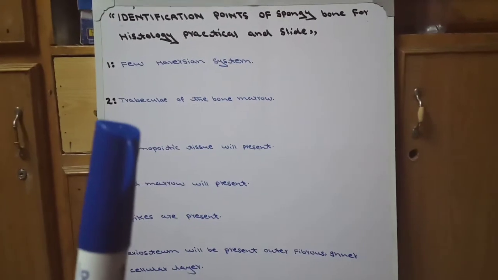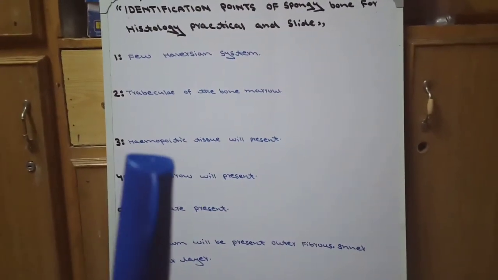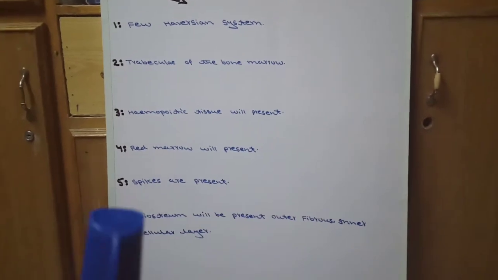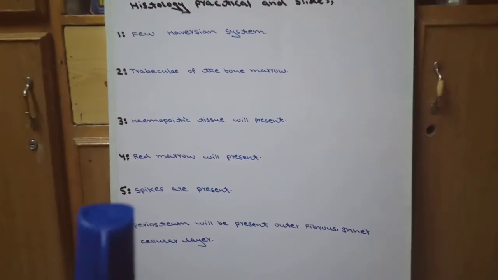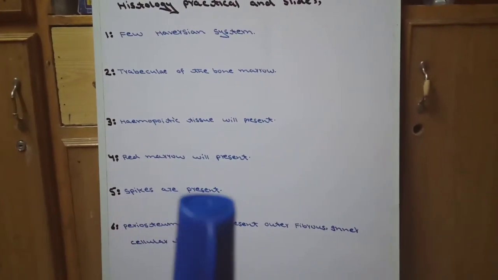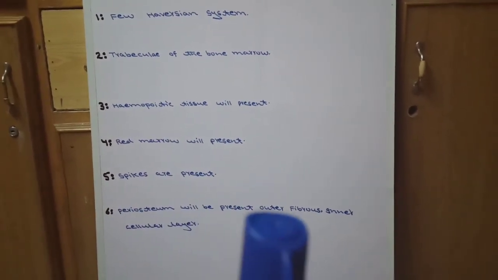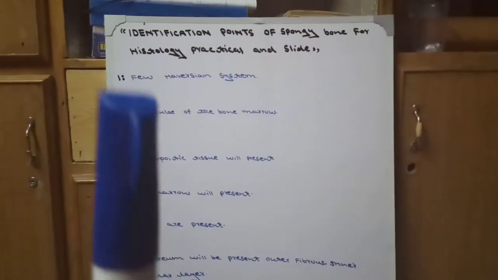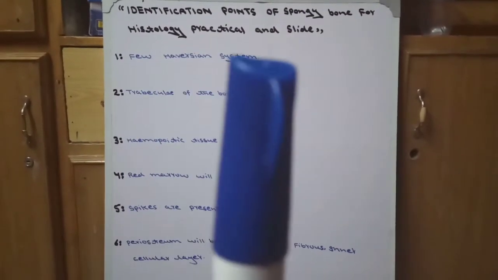Number 2, trabeculae of the bone marrow. Number third is hemopoietic tissue will be present, meaning bone marrow. And number fourth is red marrow will be present in between the trabeculae spaces. And number fifth is spicules are present. And number six is periosteum will be present, with an outer fibrous and inner cellular layer. These are the 6 identification points for spongy bone histology, practical and slide.